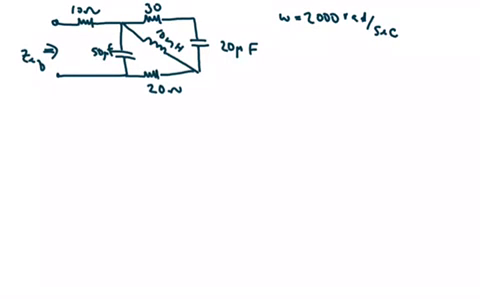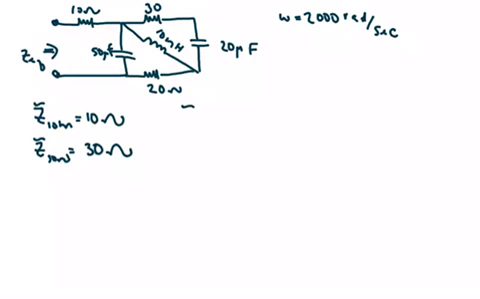For this problem, we were wanting to find the equivalent impedance as seen through these two terminals. Okay, so the first thing that we want to do is to make sure that we have everything in terms of impedance. So for our 10 ohm resistor, it's just going to be 10 ohms. For our 30 ohm resistor, it's going to be 30 ohms.